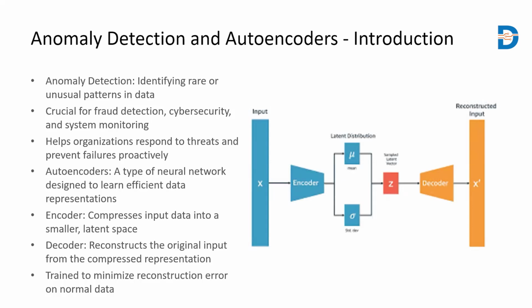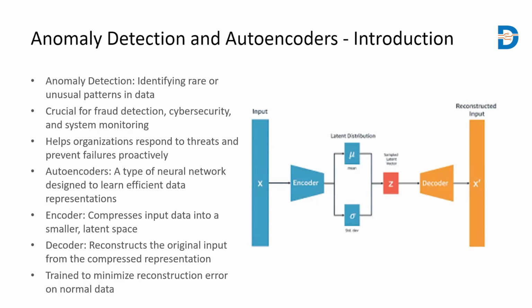Now, anomalies can indicate critical issues like fraud, system failures, or cyber attacks. So, spotting them early prevents costly damages. This is crucial for fields where you have fraud happening or security issues, security threats, and system monitoring that needs to be done frequently. In those cases, anomaly detection helps us plan contingencies. So this helps organizations respond to threats and prevent failures proactively.